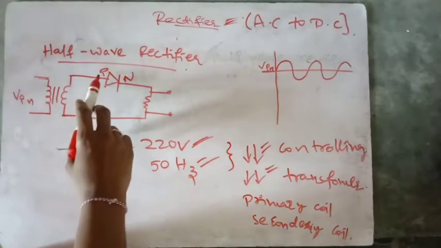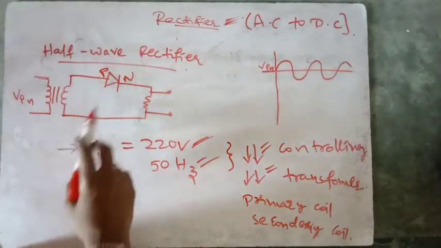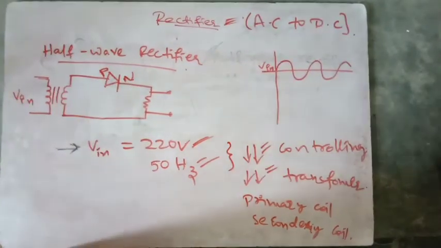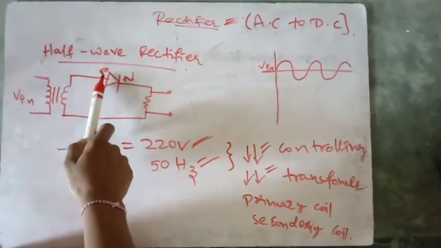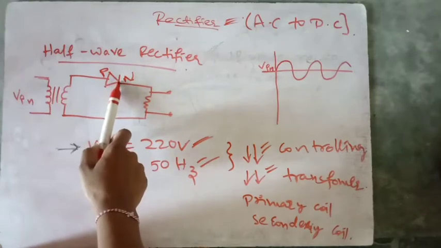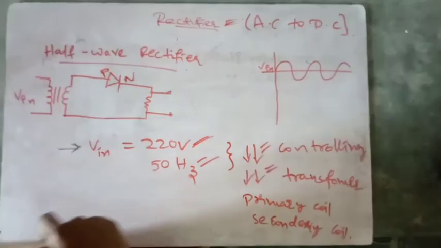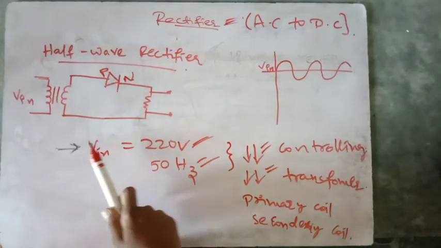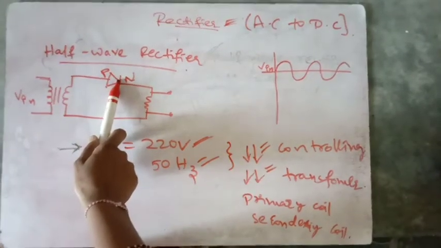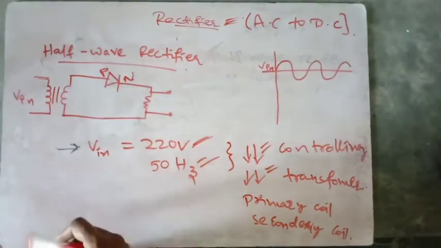P contains positive and N contains negative charges. That is, the concentration of holes is higher in P type and the concentration of electrons is higher in N type. I am using a PN junction diode and connecting it to a transformer.